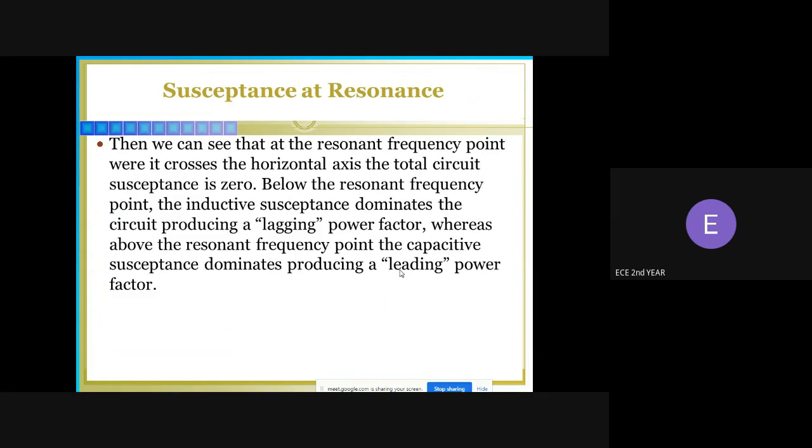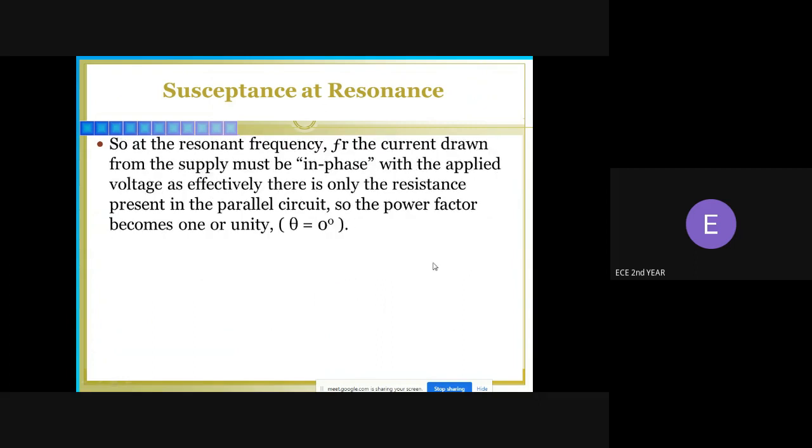Then we can see that at the resonance frequency point where it crosses the horizontal axis, the total circuit susceptance is 0. Below the resonance frequency point, the inductive susceptance is dominating, the circuit producing a lagging power factor, whereas above the resonance frequency point, the capacitive susceptance dominates, producing the leading power factor.